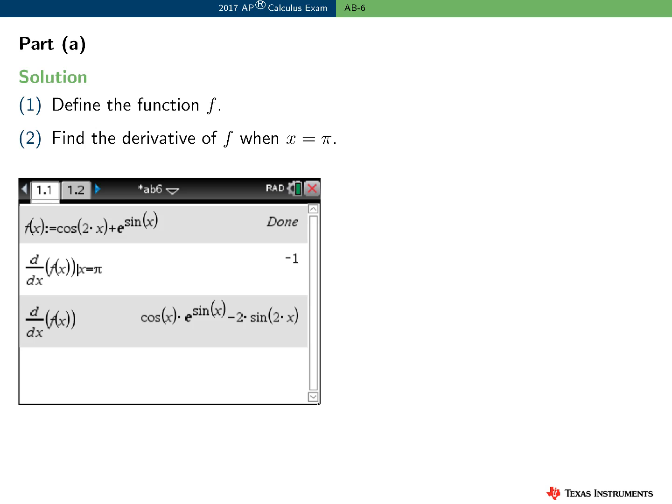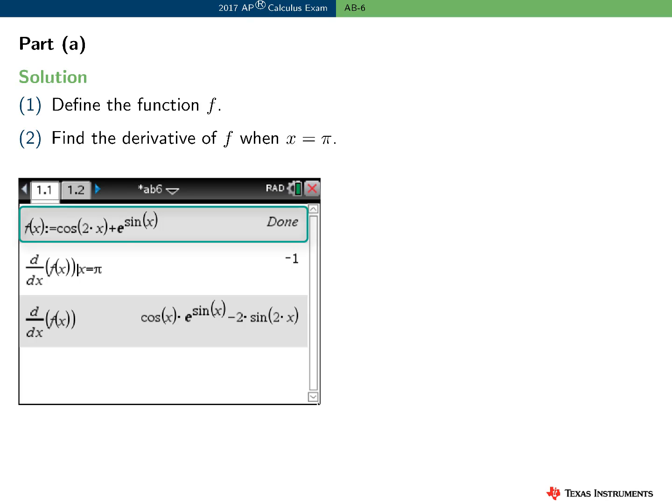Here are some technology solutions and problem extensions. Remember, this free response question was not calculator active, but we can still use technology to support and confirm our analytical answers and to explore other possible problems.